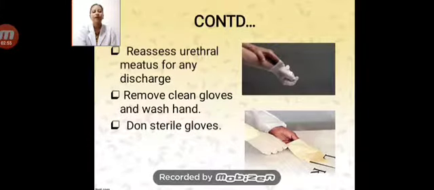After that, we have to reassess the urethral meatus for any type of discharge, and even before doing the cleansing procedure, we also have to assess the area for any inflammation, redness, as well as discharge. Regarding discharge, if any, we have to note the amount, the odor, as well as the quantity. Then we have to remove the clean gloves and wash our hands. After that, we can apply the sterile gloves.